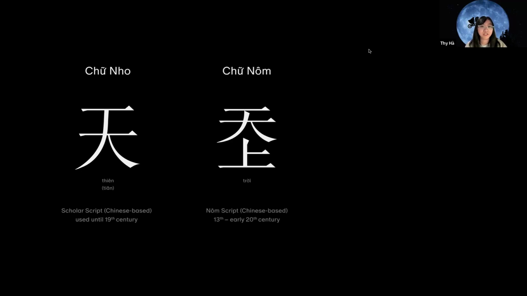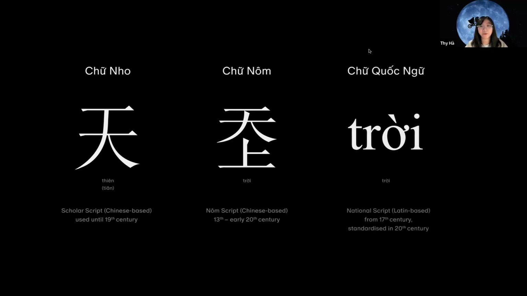And then later on, we developed chữ nôm, which is also based on the previous Chinese script, but with a little more addition based on ideographs. It got used from the 13th to the early 20th century. But again, it was really hard for Vietnamese people to learn and study the language. And then later on, when we were colonized by the French, our language got translated into a Latin-based alphabet, what we currently call chữ quốc ngữ, which means national script. The second, chữ nôm, and chữ quốc ngữ are pronounced a bit similarly, called trời. It means sky or heaven. So you can see that the pronunciation is similar, but in the way that we write, it's a little easier to understand.